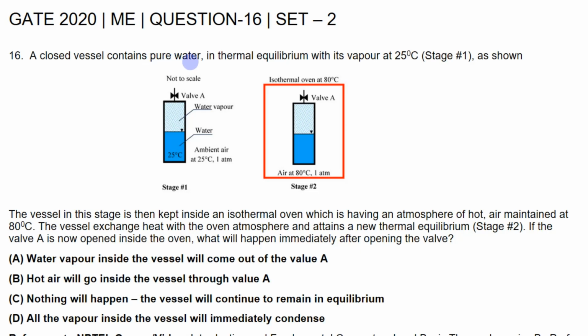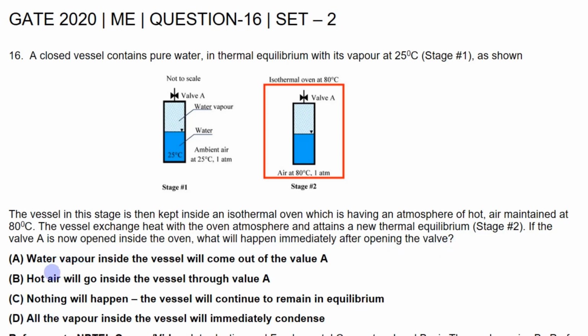A closed vessel contains pure water in thermal equilibrium with its vapor at 25 degrees Celsius, as shown in stage 1. The vessel exchanges heat with the oven atmosphere and attains a new thermal equilibrium, that is stage 2. If the valve A is now opened inside the oven, what will happen immediately after opening the valve?